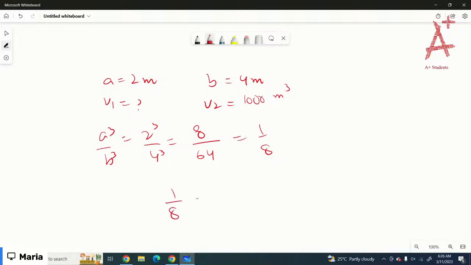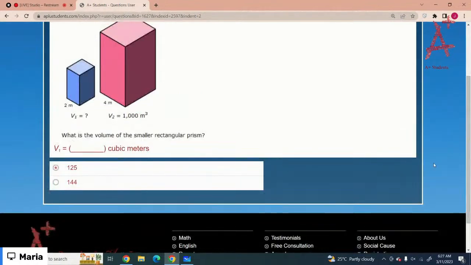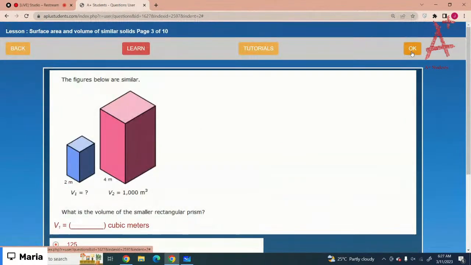So it would be 1 over 8 equals v1 over 1000. So v1 equals 1000 divided by 8, and yes, it is 125, got it? So the correct option is 125. Just select the correct option and click on the OK button.